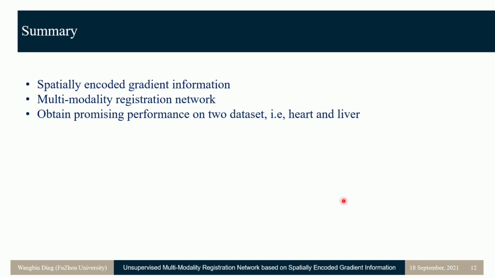Now let's give a brief summary for this paper. In this paper, we first proposed a spatially encoded gradient information. Based on the information, we can train an unsupervised multi-modality registration network. And we also applied our network on public medical datasets for heart and liver registration tasks. And we have obtained a promising performance on both datasets.